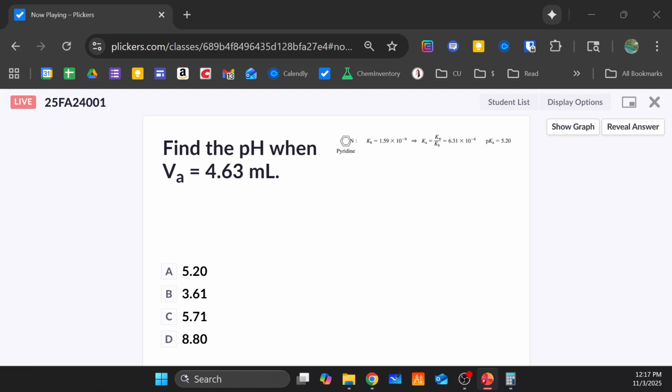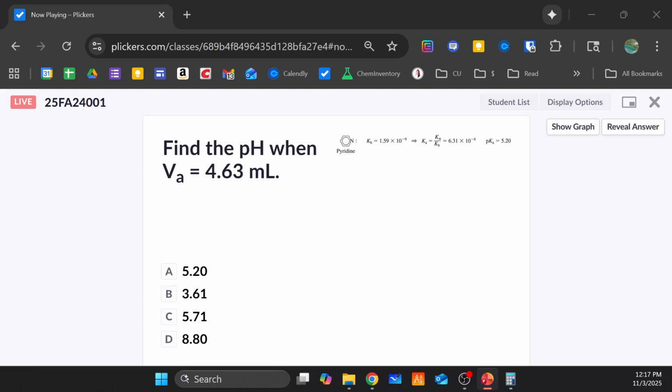Has everybody had leveling effect? You probably haven't had leveling effect, if you get a chance to talk. I think everybody else has, right? Leveling effect was what I was talking about. You can't have a stronger acid than water in water. That's what leveling effect is.